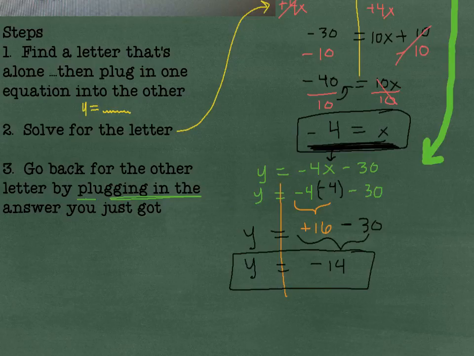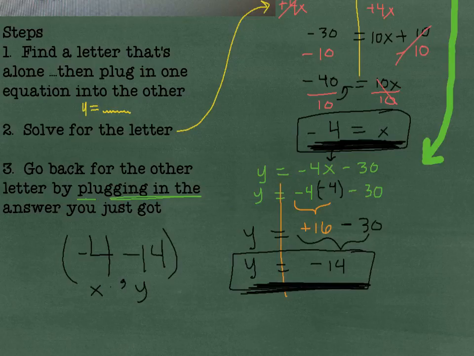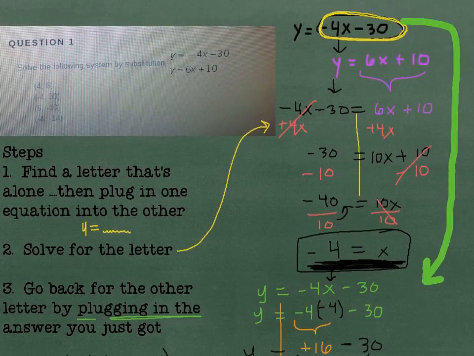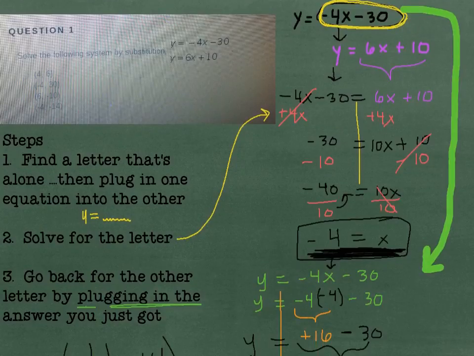So I need to put these two answers together as an ordered pair with an x spot and a y spot. In the x spot, I'm going to put negative 4 because that's what x equals. And in the y spot, I'm going to put negative 14 because that's what y equals. Look at the answer choices. Who has negative 4 and negative 14? Hopefully you see that it's this last answer that's the correct answer.